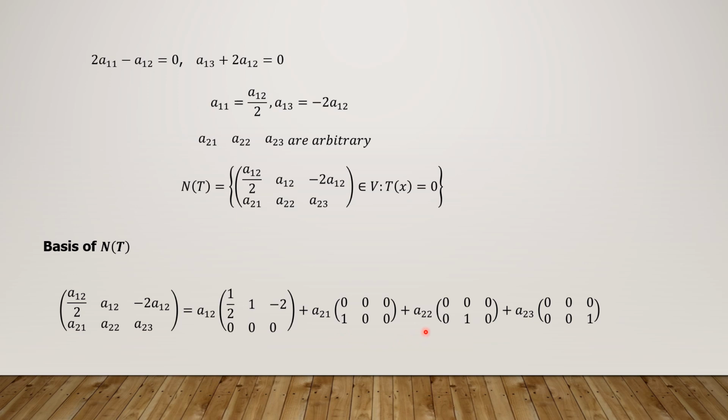Same way, plus A22 into the matrix with the entry A22 non-zero, 1, other entries 0, plus A23 into the matrix with A23 equal to 1, the 23 position as 1, remaining 0. While adding it, we'll get the same matrix. Okay, so this is one way of expressing the vector n of t as a linear combination of the vectors v.